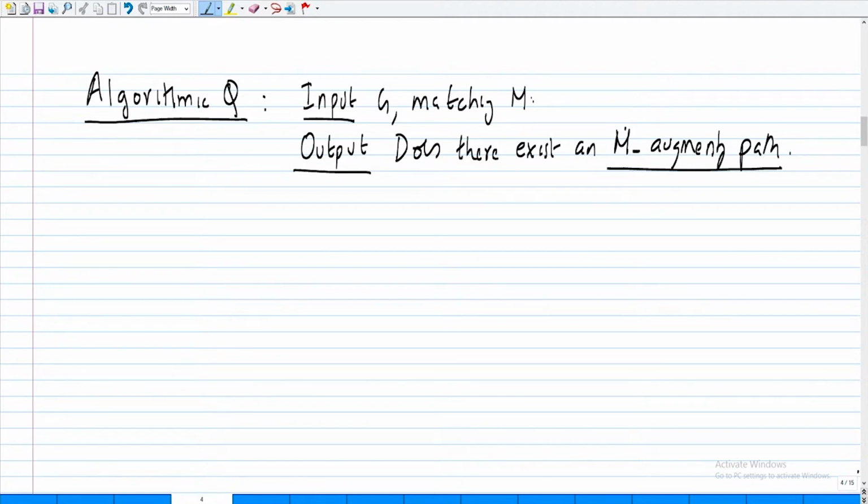So let me try to show you this. It's going to be a modification of a BFS kind of a traversal. So what am I going to do? I'm going to start at U, an unmatched vertex.